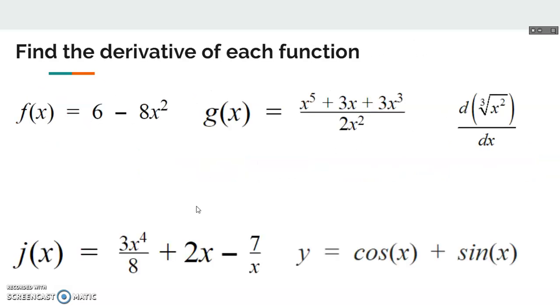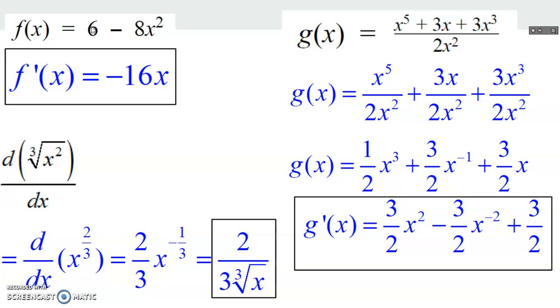Here's 5 practice problems. Why don't you guys hit pause and try to find the derivative of each one. All right, let's see how you guys did. Hopefully you guys remembered some of those tricks. This first one, just take the derivative of 6, goes away. Use the power rule here, -16x.